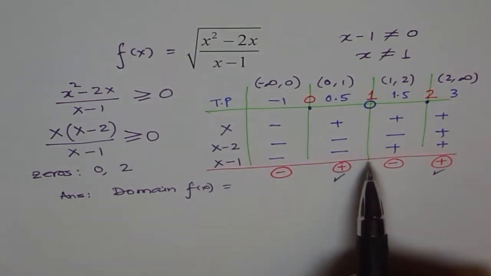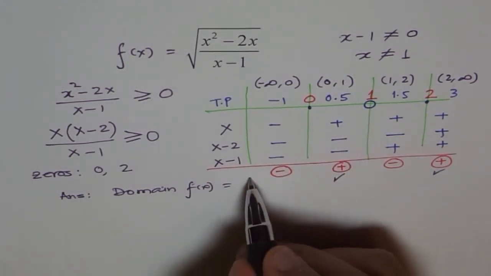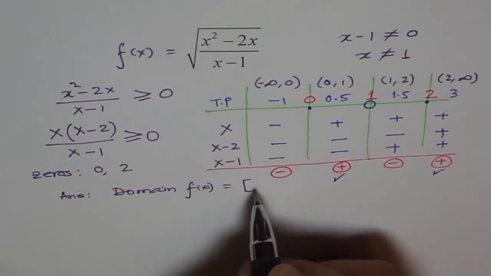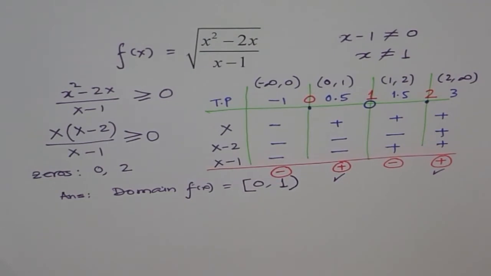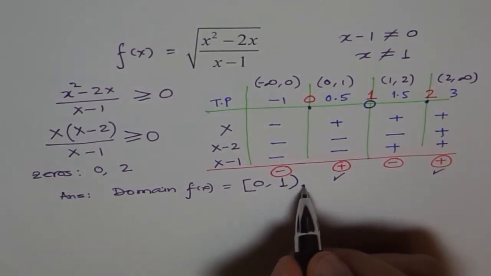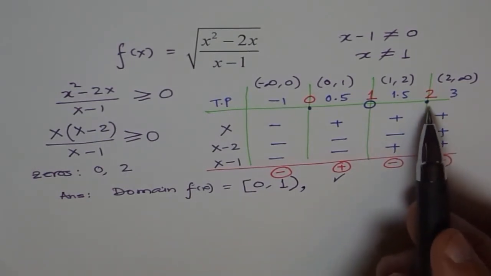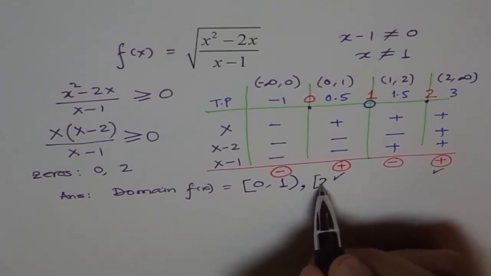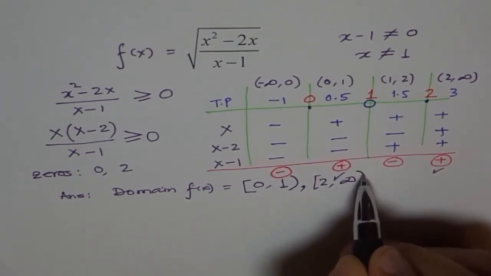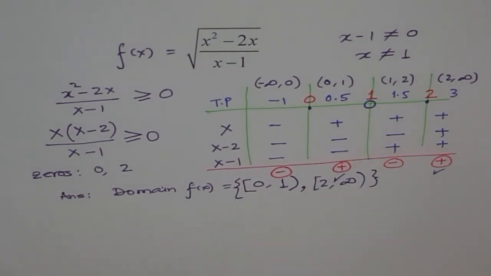So this is positive. That means we are including 0, but we cannot include 1. So I can write this as including 0 means square brackets, right? 0 is included, but 1 is not included. So we have this bracket here. Is that okay? And then we have from 2 to infinity, right? And 2 is included because zeros are included, right? So we have included 2, and then infinity can never be included, right? So that's my domain. Do you see that? So that's my domain for the given function.